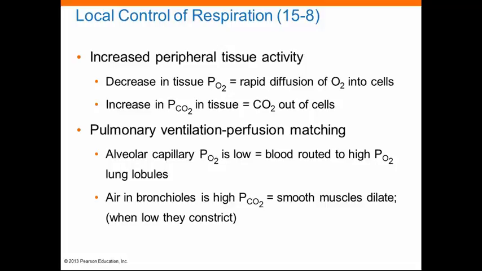The smooth muscles in the walls of the bronchioles are sensitive to the partial pressure of carbon dioxide. So when the levels of carbon dioxide in the bronchiole air spike, it causes the smooth muscles to relax and increases the diameter of the bronchiole. So this will increase the amount of air in each ventilation, and vice versa.